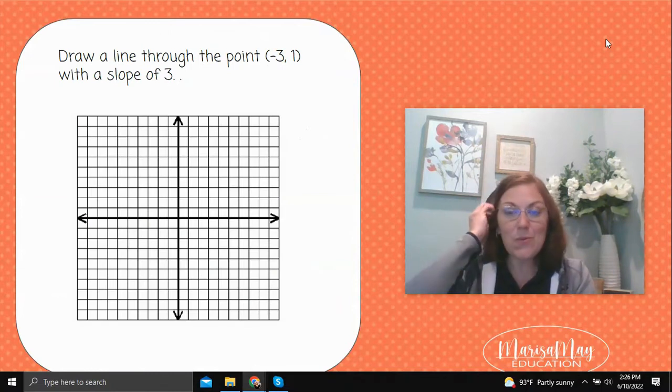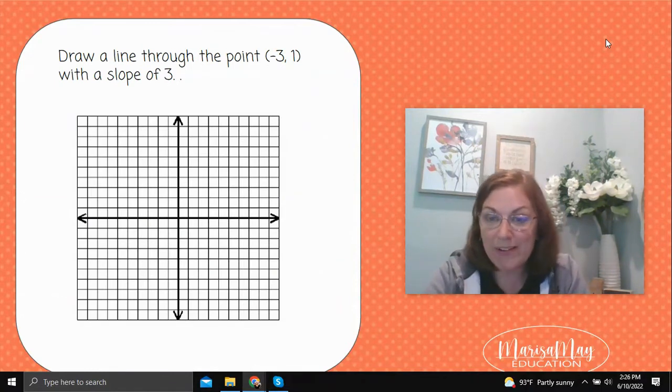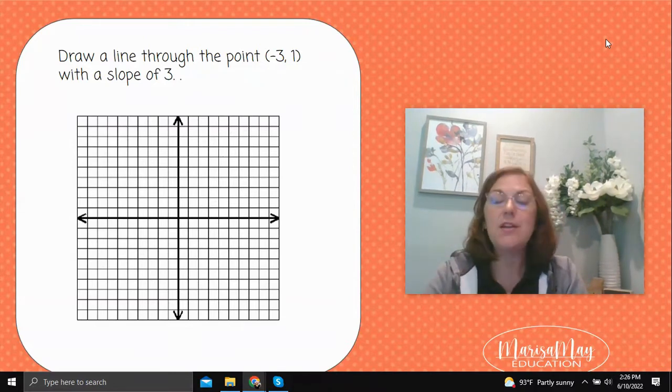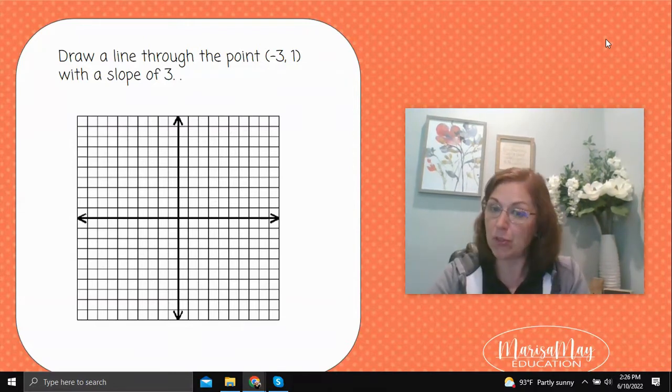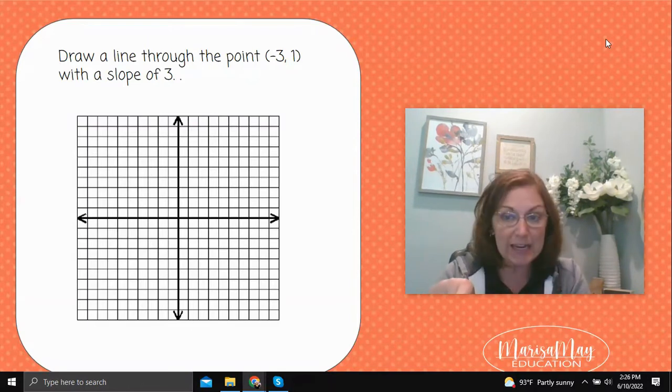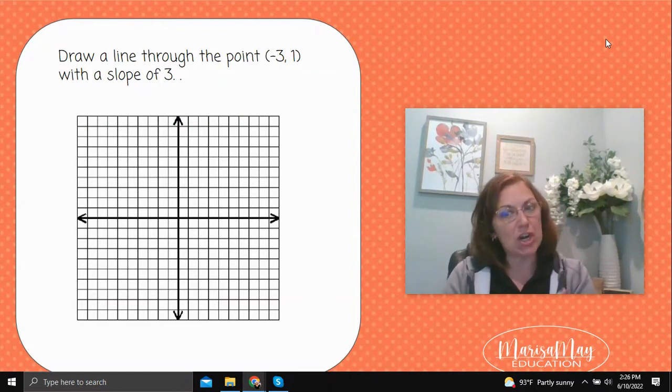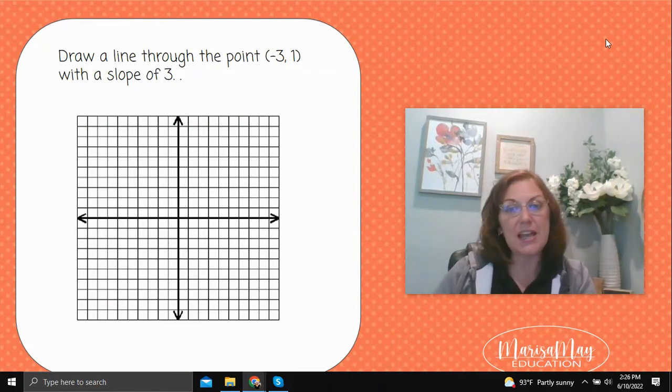Now, we're going to go one step further. This time we're going to be drawing a line. We're going to start at a point, -3, 1. Then we're going to use the slope of 3 to help us get a second point, because in order to draw a line, you only need 2 points. So like I said, let's start with this point we are given, -3, 1.